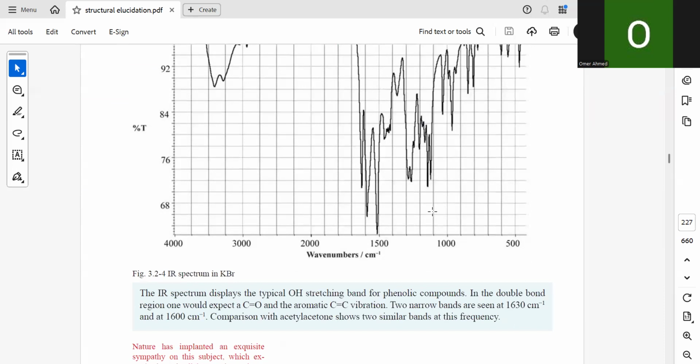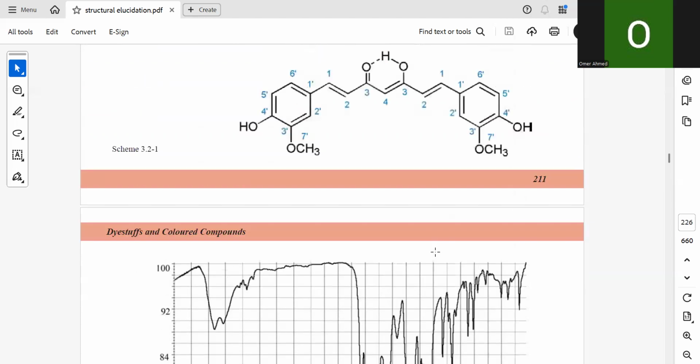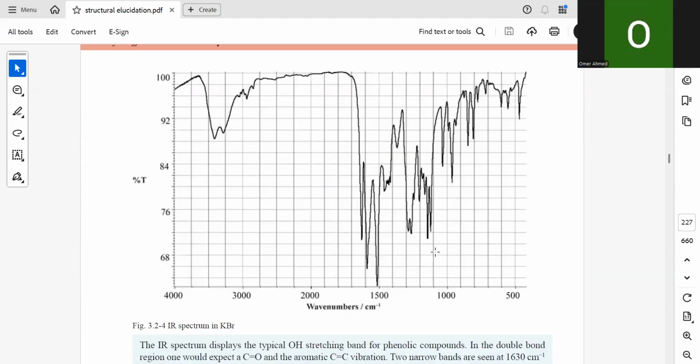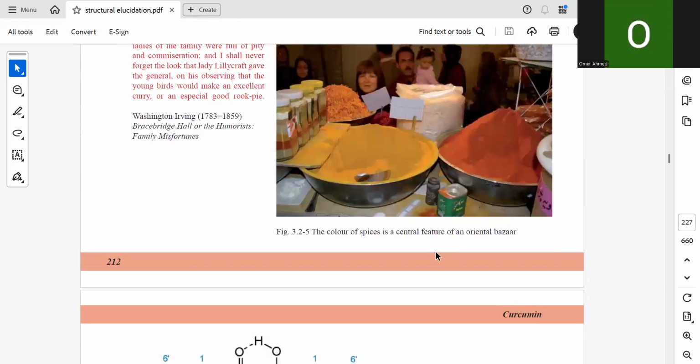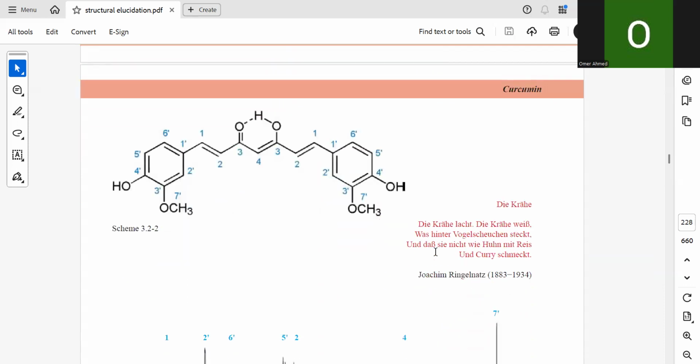Two narrow bands are seen at 1630 centimeter minus 1 and at 1600 centimeter minus 1. Comparison with acetylacetone shows two similar bands at this frequency. The compound here contains a hydroxy group, very obviously. Okay, this is the color of the compound, and it is very famous in Asian countries.